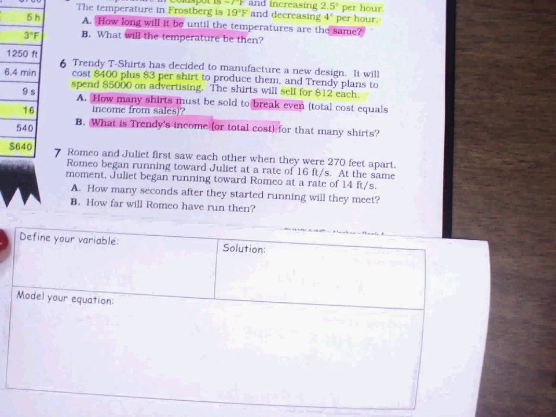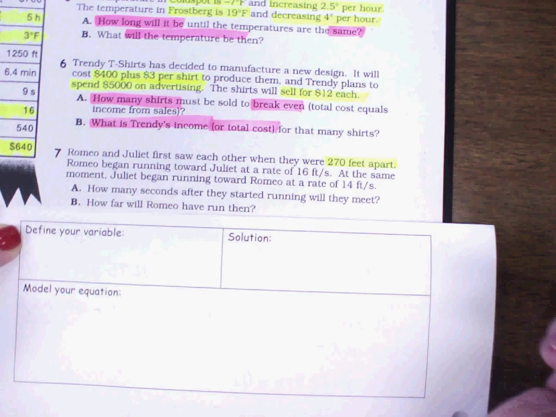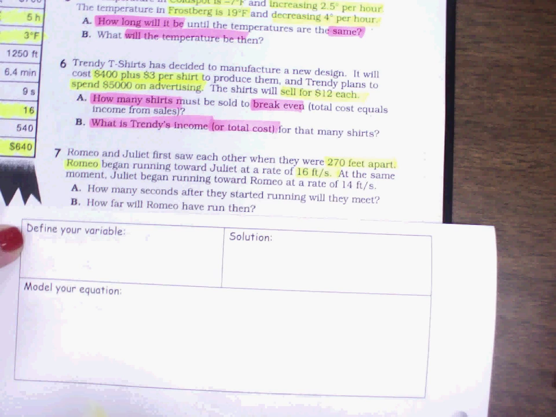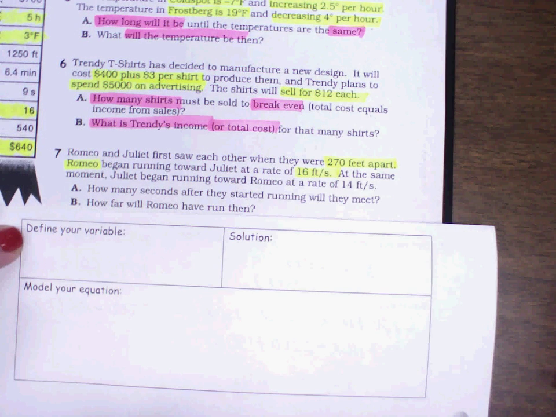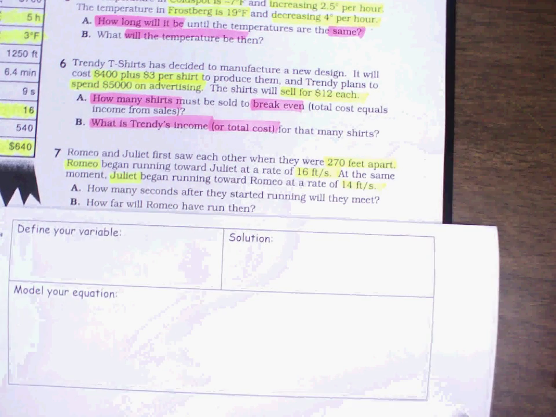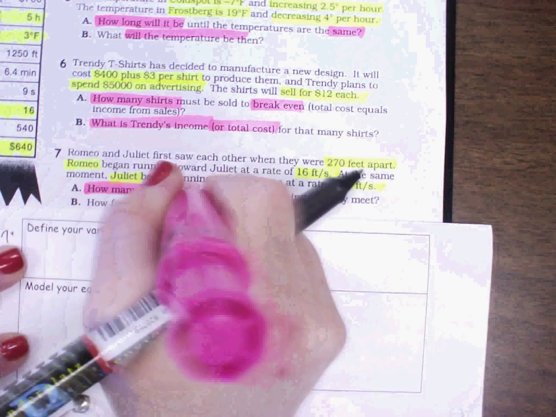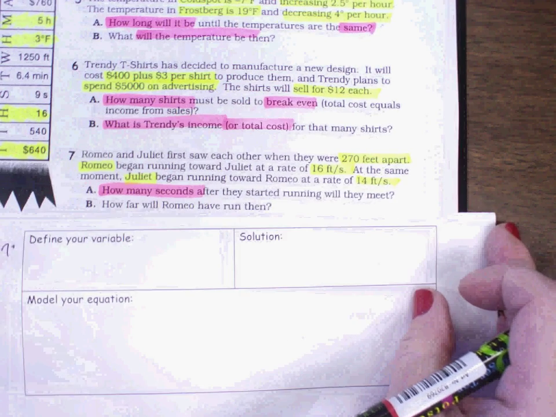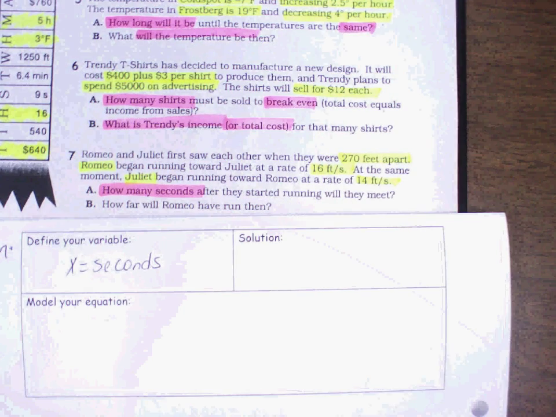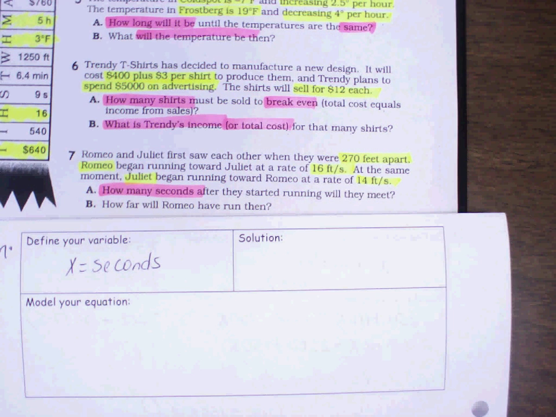All right, this is number 7. Romeo and Juliet first saw each other when they were 270 feet apart. I guess I don't know. Romeo began running toward Juliet at a rate of 16 feet per second. I guess they can't get enough of each other. And Juliet began running toward Romeo at a rate of 14 feet per second. Look at the question. How many seconds? What's my X? Thank you. X equals seconds.